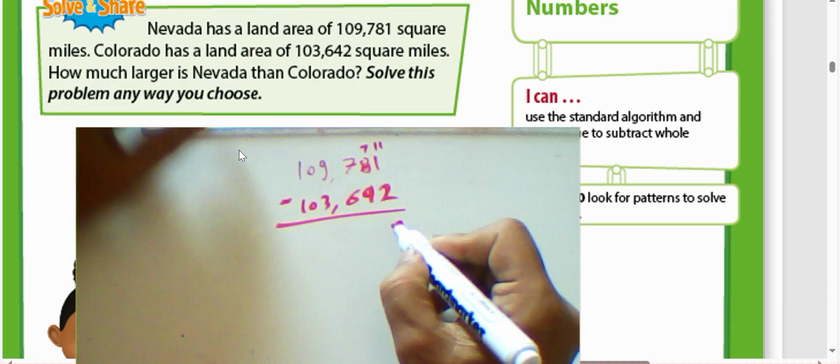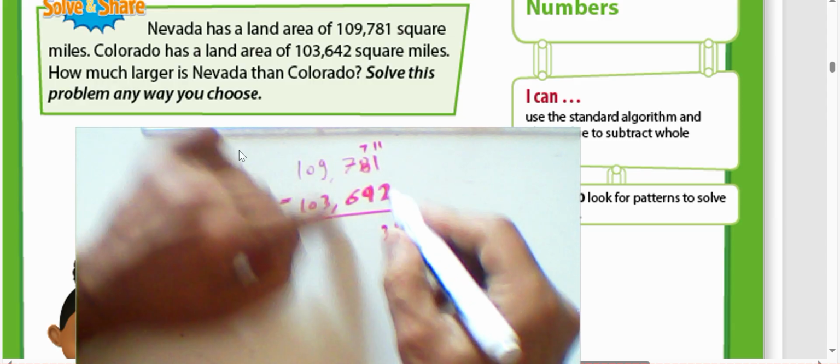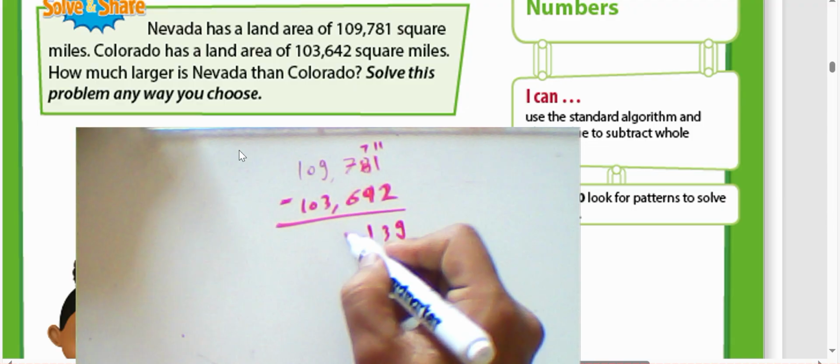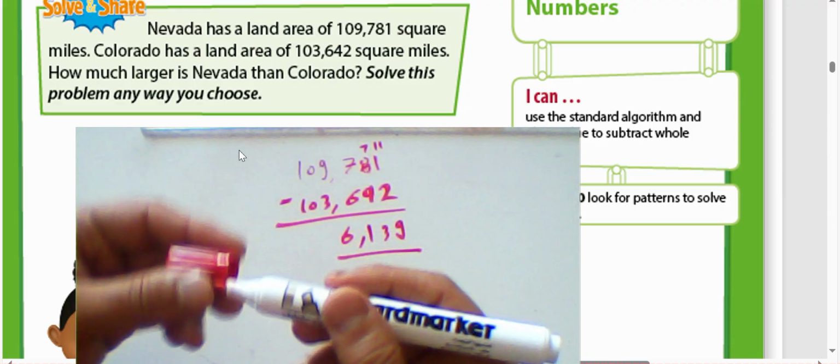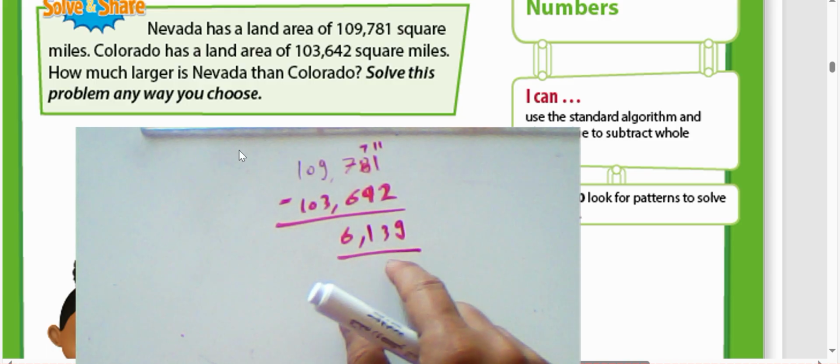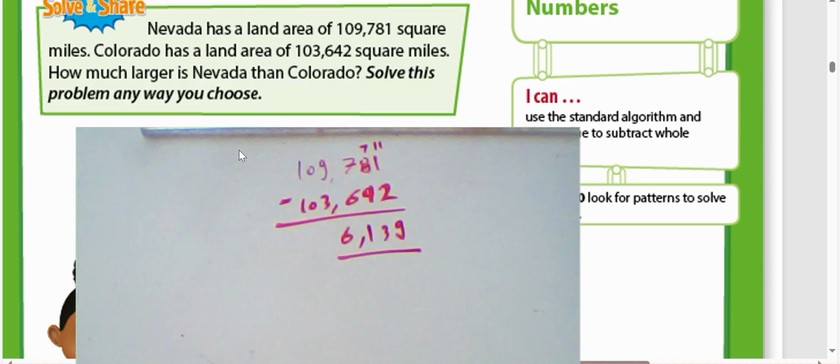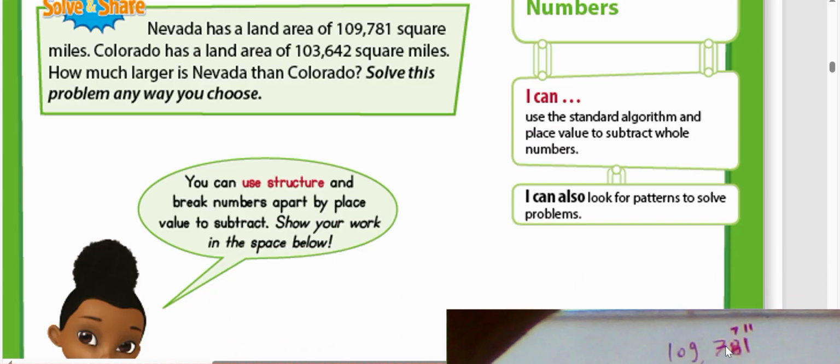11 minus 2 is 9, and 7 minus 4 will be 3. 7 minus 6 will be 1, and 9 minus 3 equals 6. 0 minus 0 equals 0, and 1 minus 1 is 0. Then the result will be 6,139 square miles. Okay, look at me about this method here.